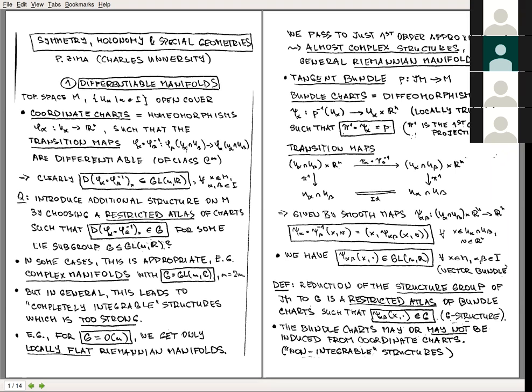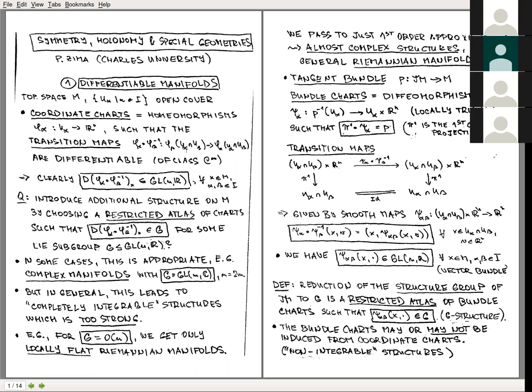So we can capture the transition maps just by smooth maps psi alpha beta, which go from U alpha intersect U beta times R^n to R^n. And if we fix some point x in the first component, we again get a mapping from R^n to R^n, which is inside the general linear group, because the tangent bundle is not just a fiber bundle but a vector bundle.